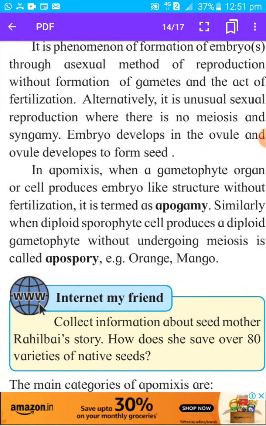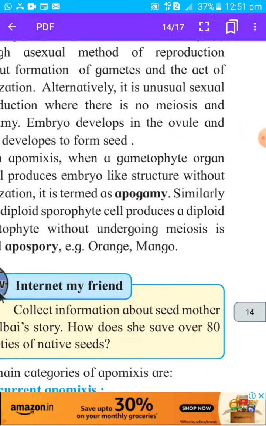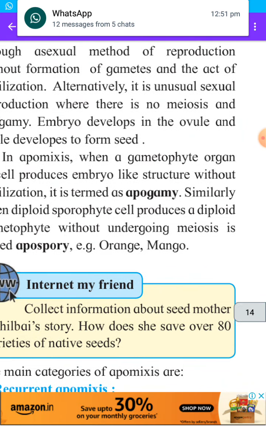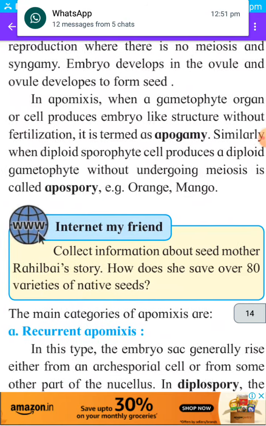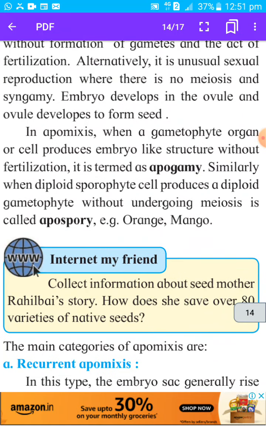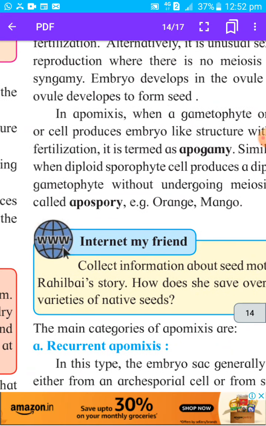Why is it unusual? In usual sexual reproduction, there is a formation of male and female gametes and there is a fertilization process. Here, though it is a sexual reproduction, male and female gametes are not formed and fertilization is not there. That's why it is an unusual sexual reproduction where there is no meiosis, meaning cell division by meiosis does not take place, and syngamy is not there. Embryo develops in the ovule and the ovule develops to form seed. So here the embryo is formed in the ovule and the ovule finally forms seed.